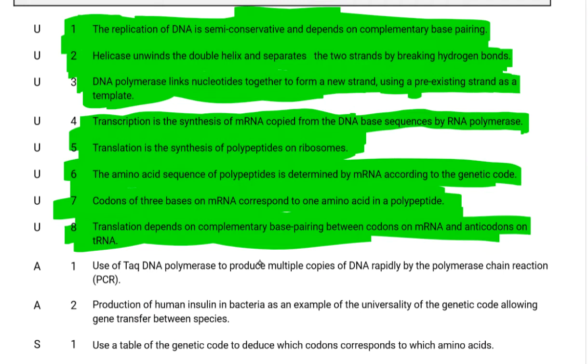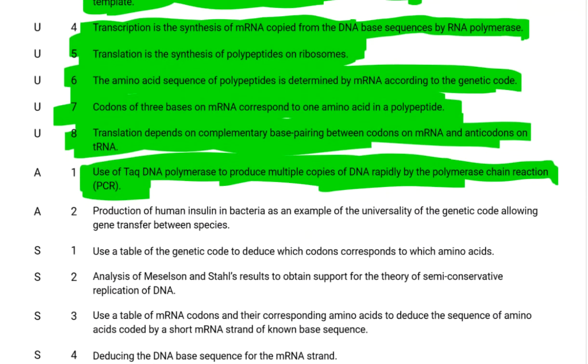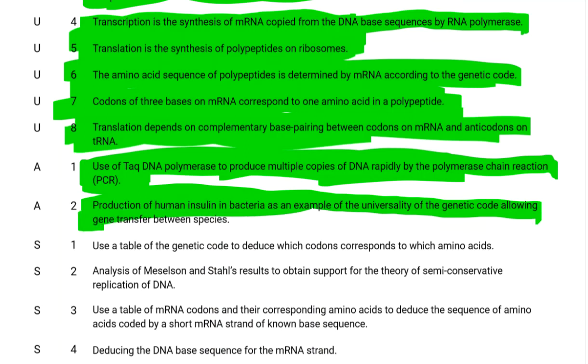Use of Taq polymerase to produce multiple copies in the PCR. Polymerase chain reaction is used to amplify DNA, which is just making many copies of it. Production of human insulin in bacteria is an example of universality of the genetic code allowing gene transfer. That's the idea that you can take genes from humans for producing insulin, and you can put it in bacteria, and bacteria will produce insulin. This is really useful for humans because we don't have to kill thousands of pigs just to get a bit of insulin anymore. And insulin is really important for type 2 diabetes people.